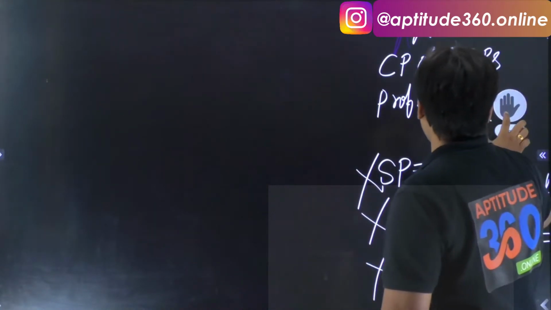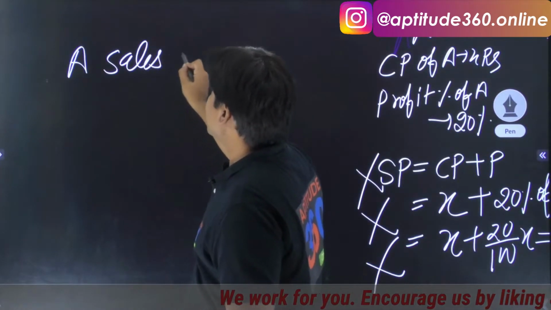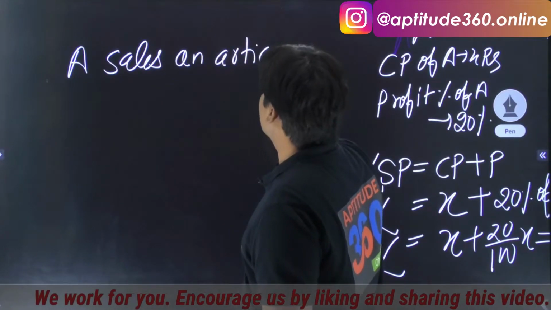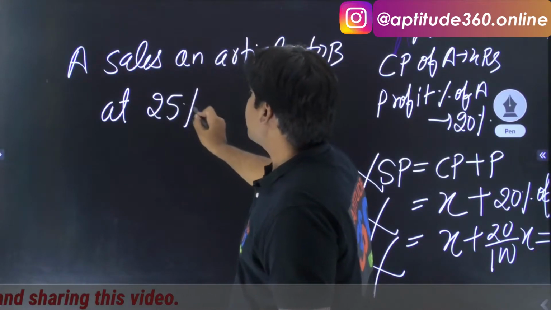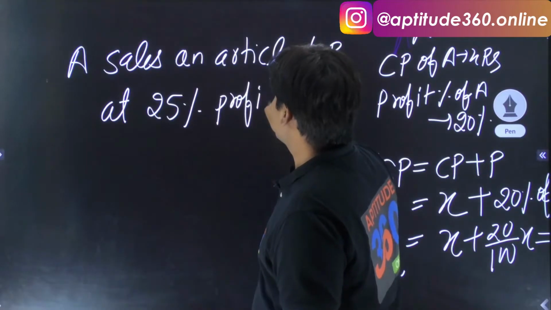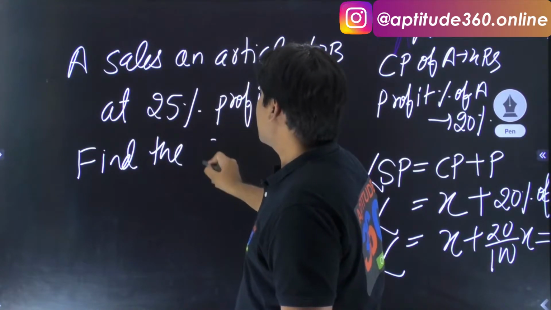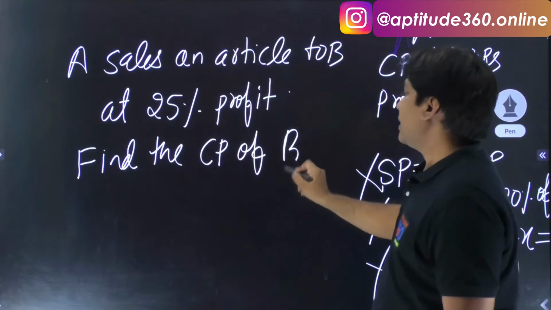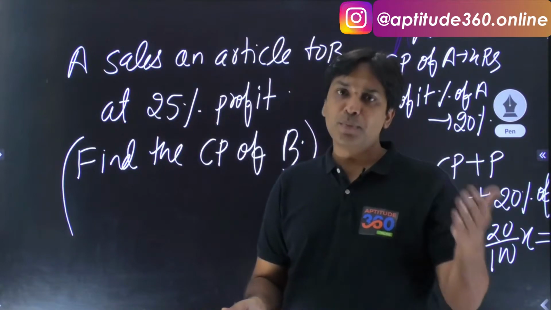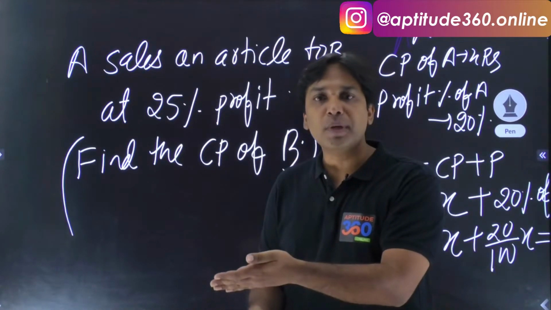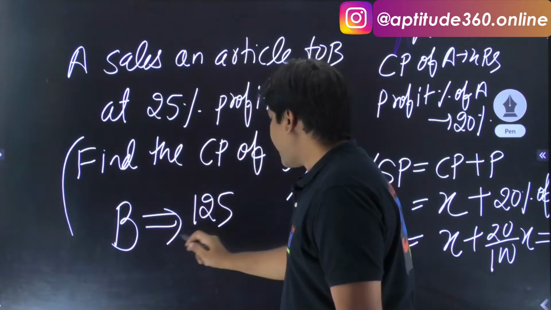Now, another proposition. I am going to make this statement: A sells an article to B at 25% profit. Find the CP of B. Understand this. What is the cost price of B? It is the selling price of A. Whatever price A sells at, B will buy at that same price. So can you write that the cost price of B is going to be 125 divided by 100 A?